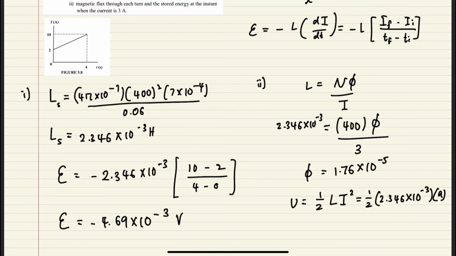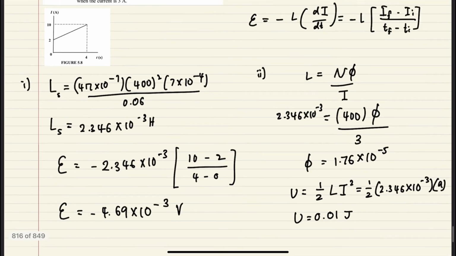3 squared is 9, 0.5 times 9 times... So this one got 0.01 in joules. Okay, so that one's for question 8.